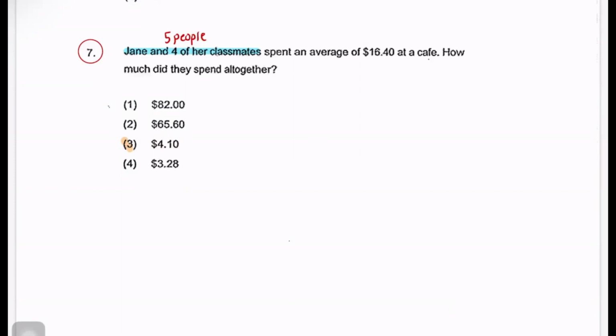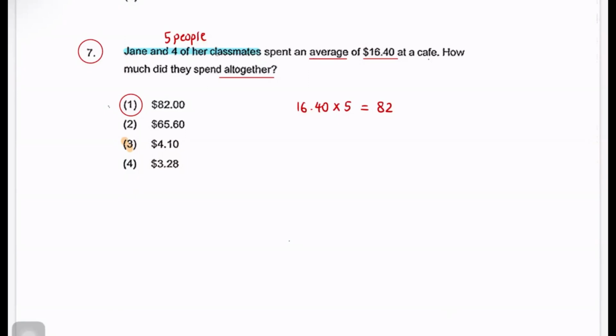Faith, I want you to try again. Read this question. Jane and 4 of her classmates means 5 people in total. 5 people spent an average of $16.40. That means when they split equally, imagine they split the bill, every one of them spent $16.40. How much did they spend altogether? How much was the total bill? It is 16.4 times 5 people. Remember your answer is? 82. They spent $82. Careless, huh? What a silly mistake, because you multiplied by 4. 5 people. Read the question carefully, okay, everyone, in the exam?